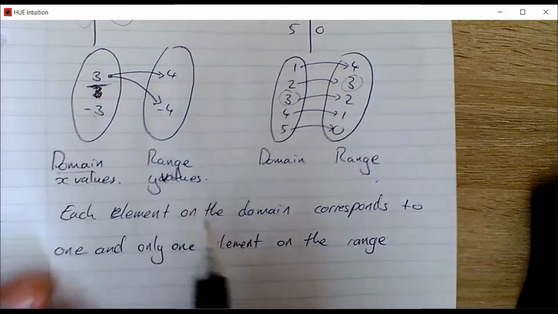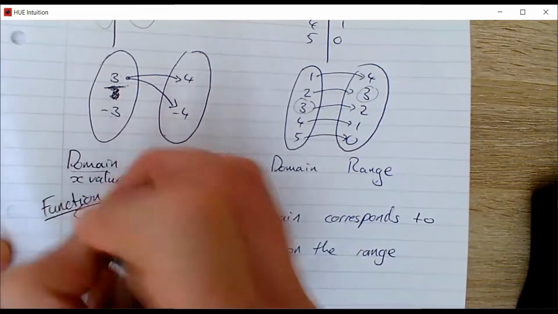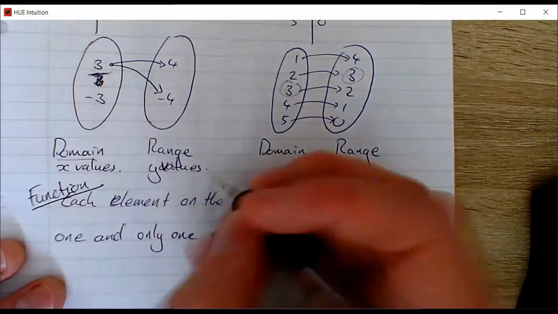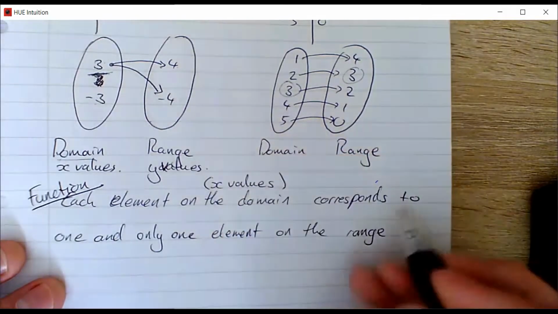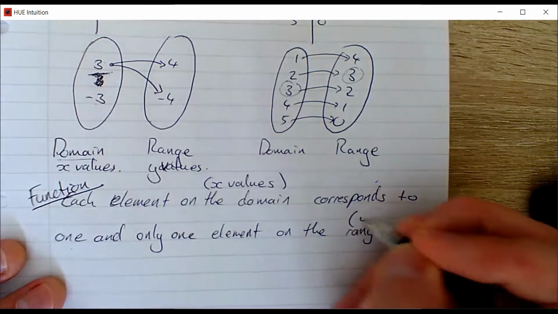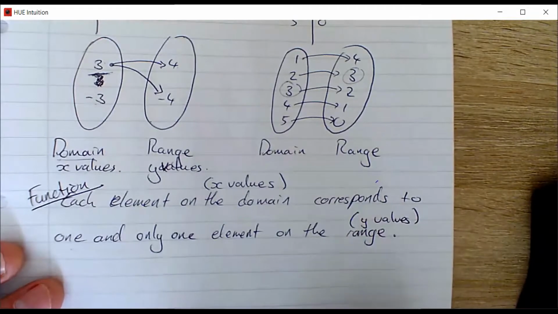Okay, so here's our definition of a function. Do take this down because this is kind of an important thing to understand. That a function is when each element on the domain, that might be called the x values, each one of the x values corresponds to one and only one element on the range, which might be called the y values. Okay, but it's that one-to-one correspondence that is important.